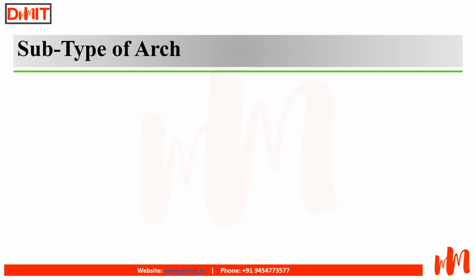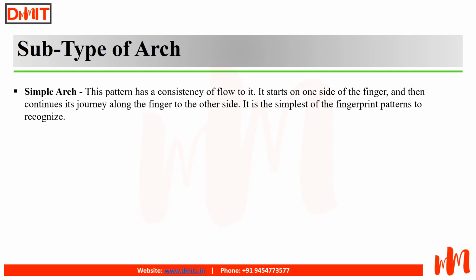Now moving forward, we have subtypes of arc. The first one is simple arc. This pattern has a consistency of flow to it. It starts on one side of the finger and then continues its journey along the finger to the other side. It is the simplest of the fingerprint patterns to recognize. We will also be having a diagrammatic view of all these types of fingerprints, so that will make you much more clear about the different types of fingerprints that we have.